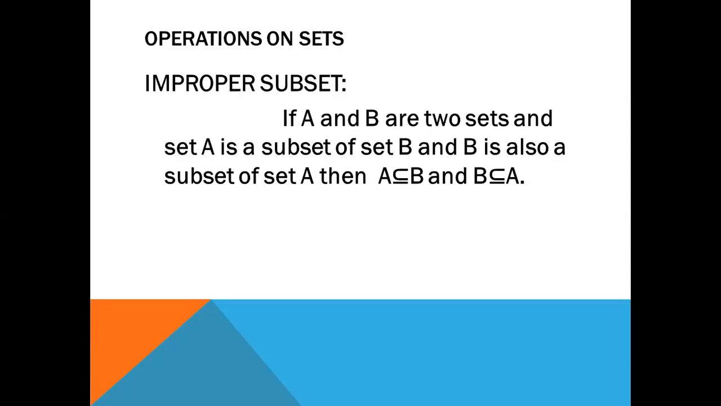Now we come to the improper subset. You see on your screen the definition of improper subsets. If A and B are two sets and set A is a subset of set B and B is also a subset of set A, it means A and B are both subsets of each other. Then we say that A is an improper subset of B and B is an improper subset of A. This notation is used for the improper subset. Is it clear?